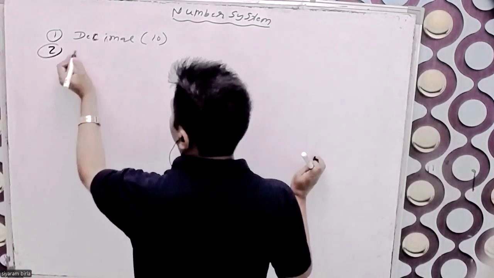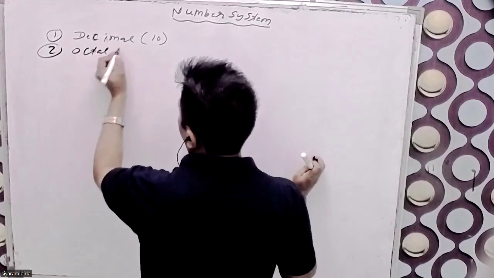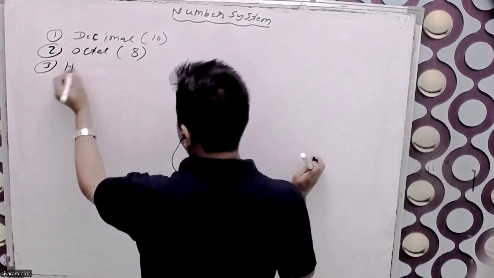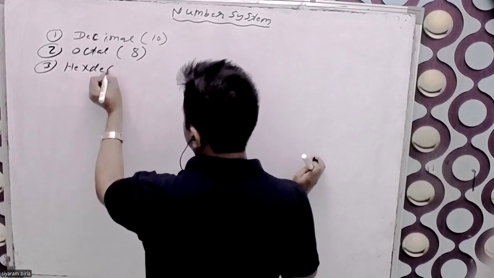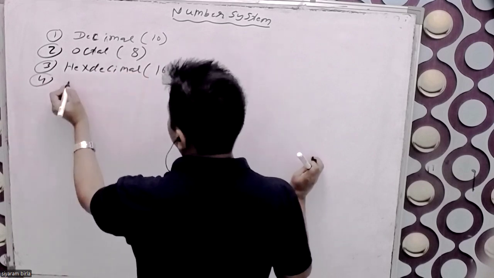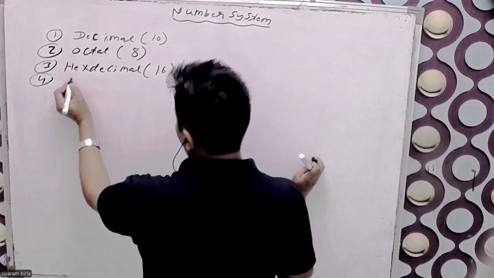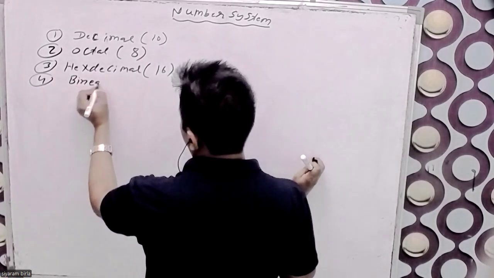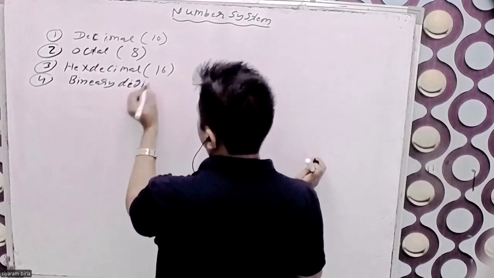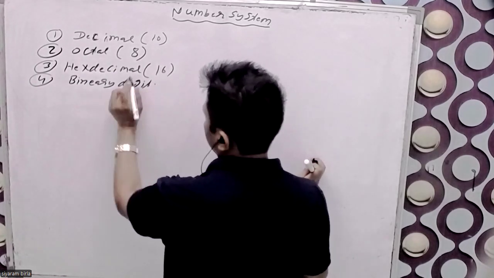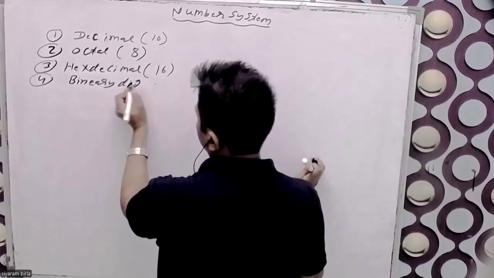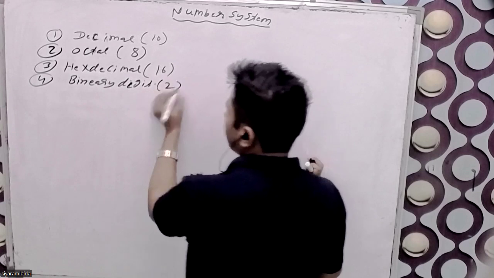The second one is the octal. Its base is 8. The third one is the hexadecimal. Its base is 16. And the fourth one is the binary digit. Its base is 2.